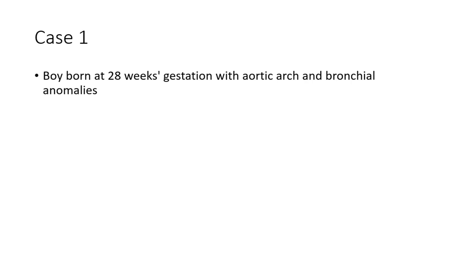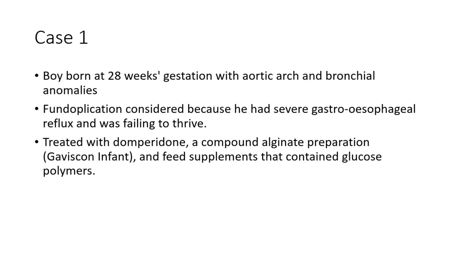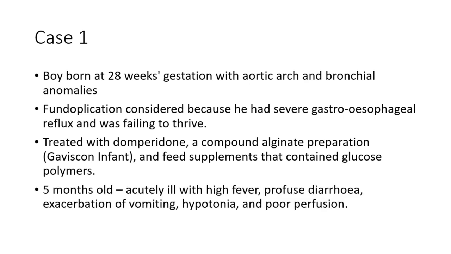Consider this case of a baby boy born at 28 weeks gestation with aortic arch and bronchial abnormalities. He had a fundoplication. This was considered because he had severe gastroesophageal reflux and he was failing to thrive. He was treated with domperidone and Gaviscon, and he also needed feed supplements that contained glucose polymers, but continued to have failure to thrive. At 5 months old, he was acutely ill with a high fever. He had profuse diarrhea. He had an exacerbation of his vomiting, hypertonia, and poor perfusion on examination.